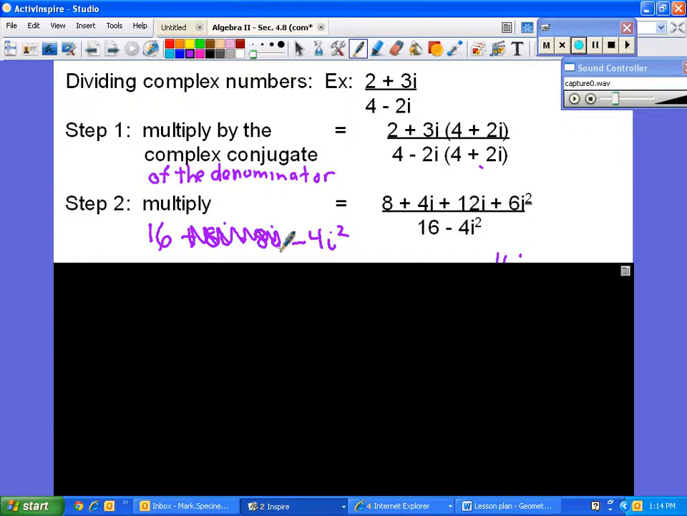We're multiplying the whole fraction by 1, but we're multiplying the top by this and the bottom by this. Okay, what's your question?